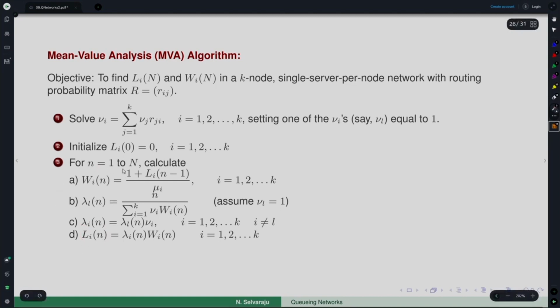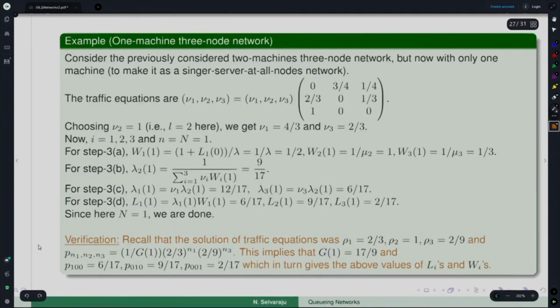Now, n is equal to 2 means that you are computing for 2 customers with the corresponding W I n and L I n, because that is what you know. So, this is how you iterate up to capital N, which is the objective that you wanted to compute with capital N customers in the network. This is the MVA algorithm in a single server node network. That is what we are seeing here.